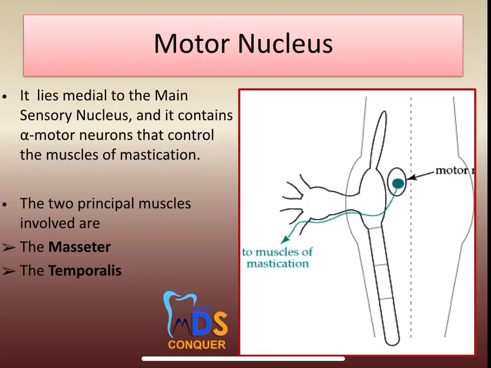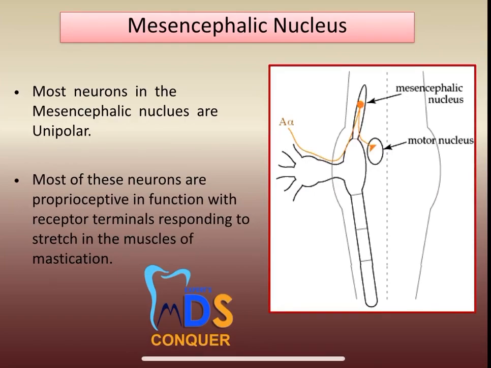Okay, so again coming to the individual nuclei, you can just give a bit of description of the individual nuclei, as in the motor nucleus where the two principal muscles involved are the masseter and the temporalis. And coming to the mesencephalic nucleus, it consists of unipolar neurons, and most of these are proprioceptive in function with receptive terminals responding to the stretch of the muscles of mastication.